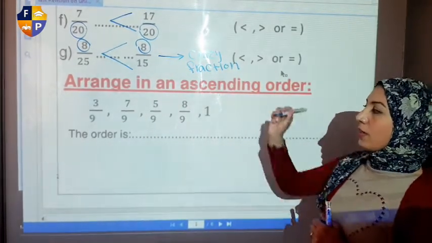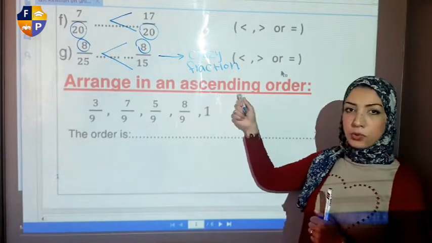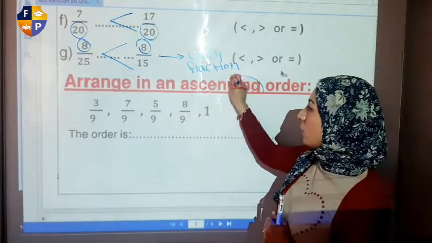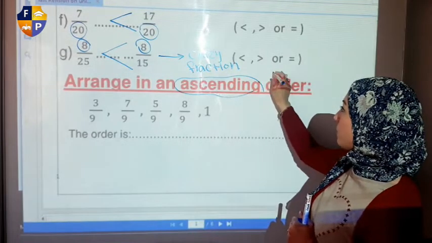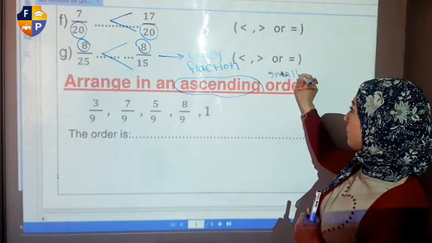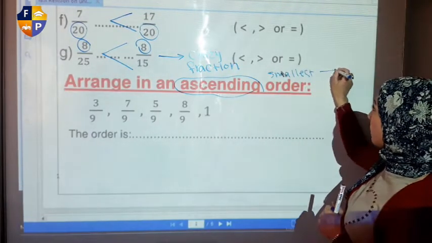Next one, arrange in an ascending order. Ascending order means from the smallest to the greatest.